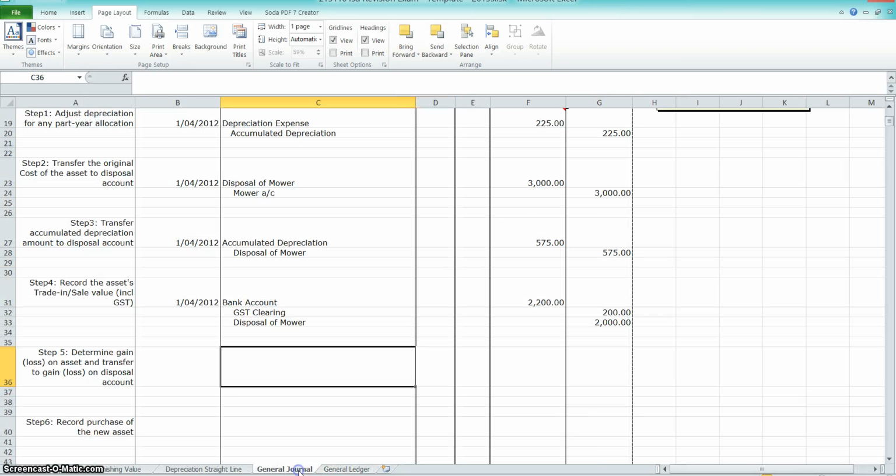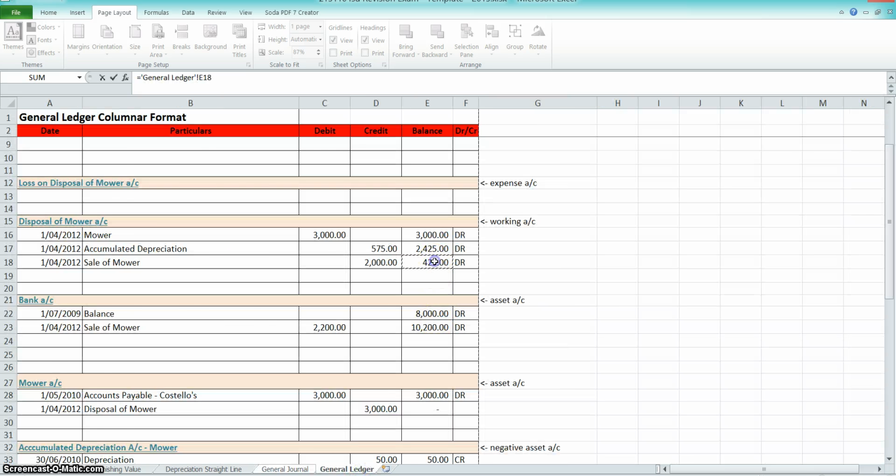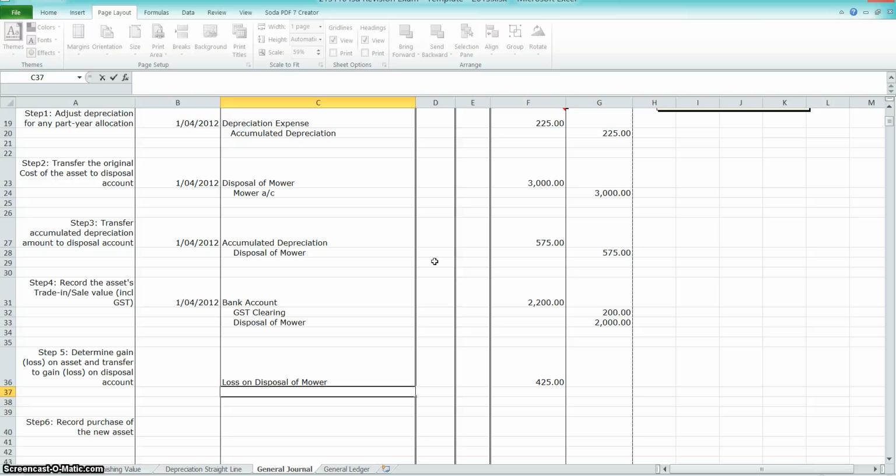So when we go back to our journal page, we will have an account called the loss on disposal of mower, and that's where we'll put in that $425. The other side of that will be the disposal account, so disposal of mower, because we want to bring that down to nil. Okay. If we'd made a gain, the gain would have been a credit, gain on disposal of mower, and the disposal of mower would have been a debit to then nil out that account.